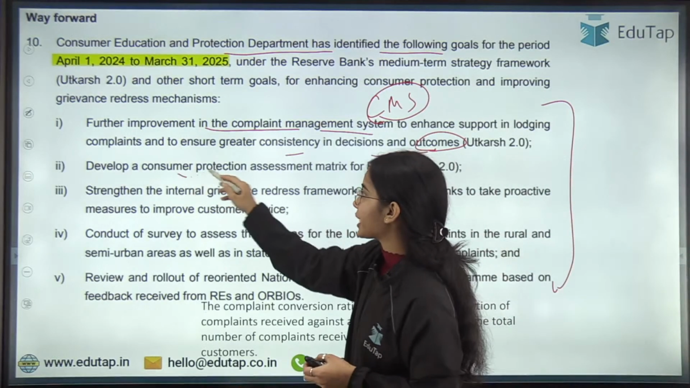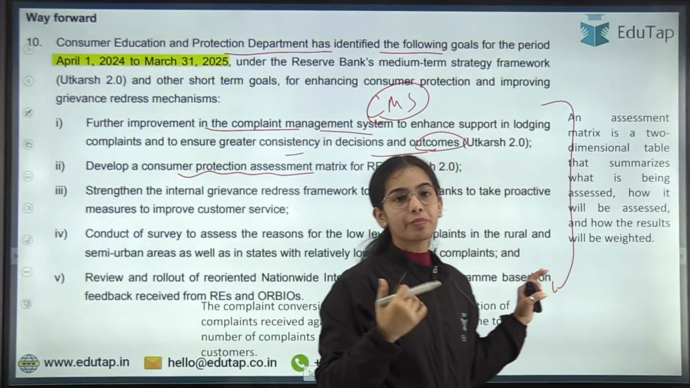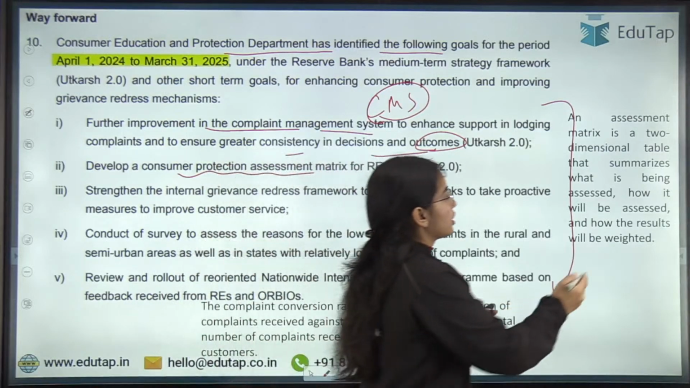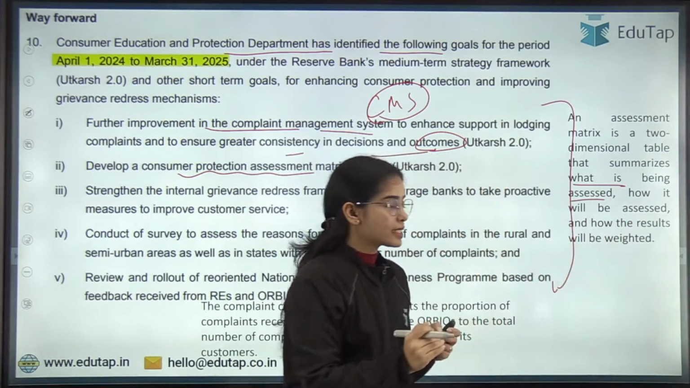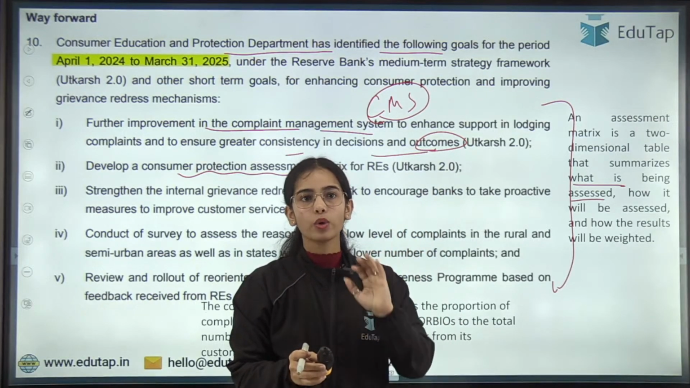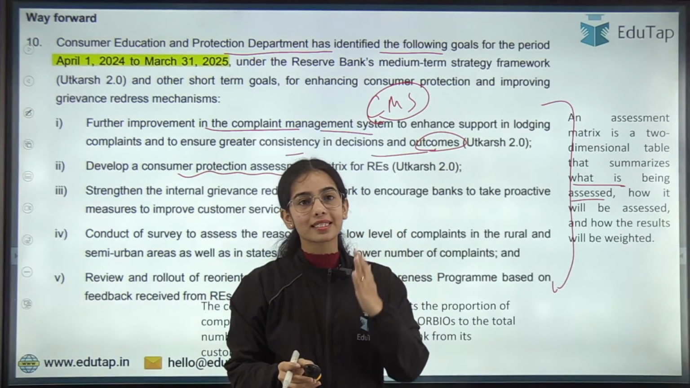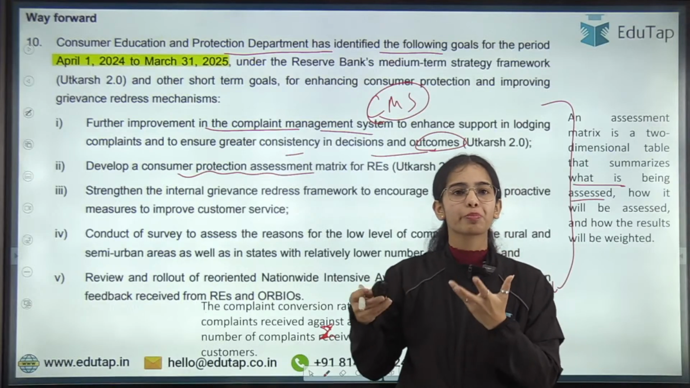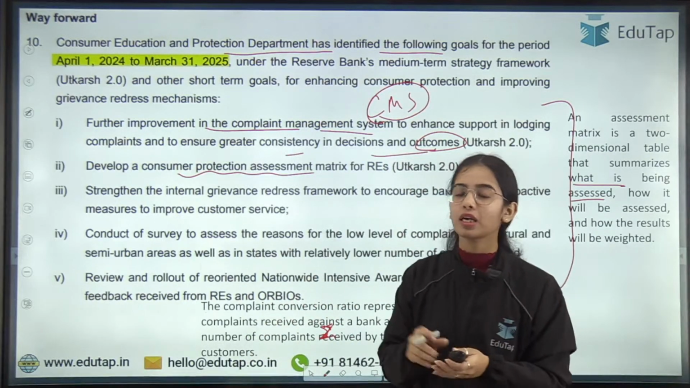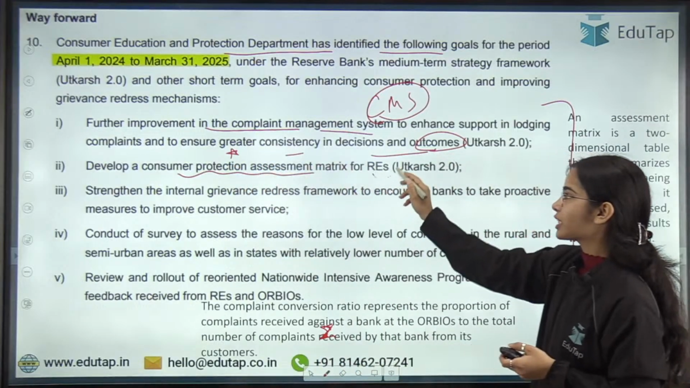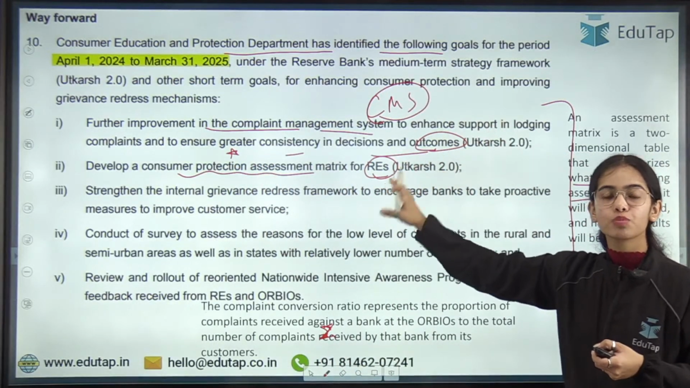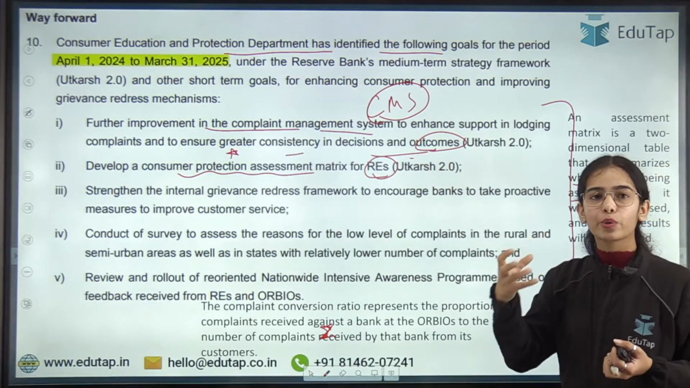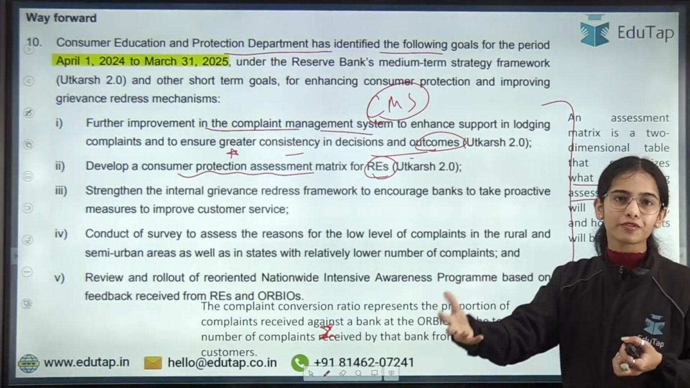Develop a consumer protection assessment matrix. An assessment matrix is a two-dimensional matrix that summarizes what is being assessed and how it is being assessed. There are different parameters laid down in the assessment matrix according to which the assessment should happen. The Consumer Education and Protection Department of RBI says it is developing a consumer protection assessment matrix for the regulated entities, according to which it will be assessed how much the regulated entity is protecting the consumer or working for the consumer.